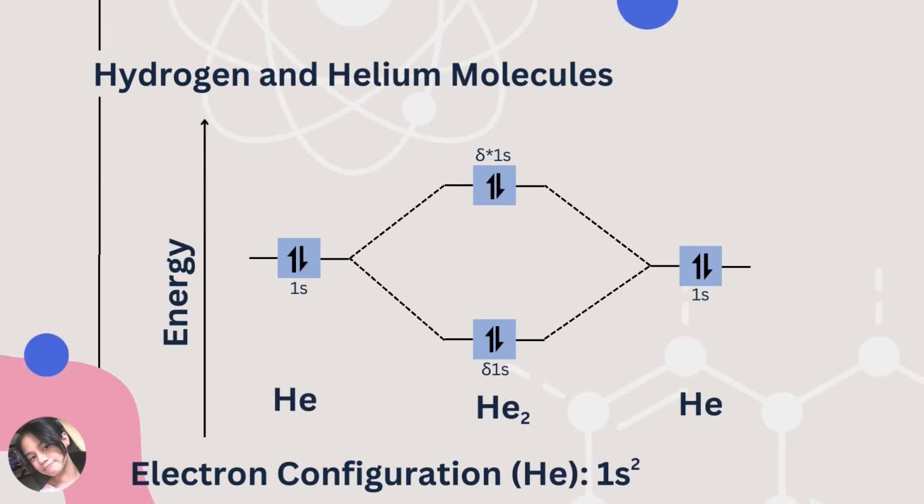For the helium, since it has a 1s2 configuration, we will fill in the 1s level of two electrons each, and then the electrons would be distributed to the two molecular orbitals, the bonding and the antibonding, which results in an overall of four electrons: two in the antibonding molecular orbital and two in the bonding molecular orbital.